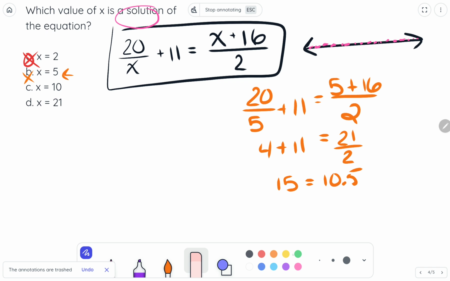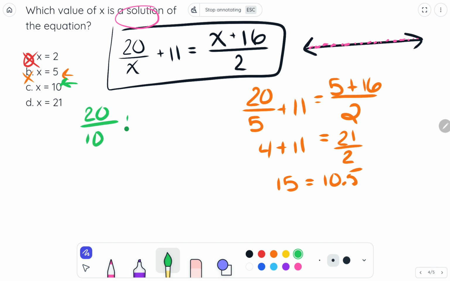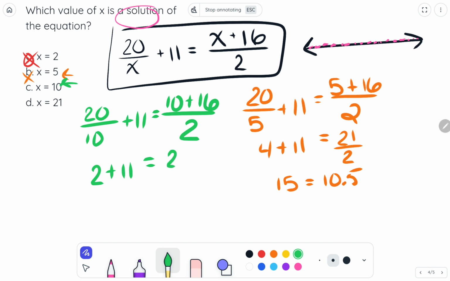Okay, so let's try x is equal to 10 now. So let's plug in 10. We have 20 divided by 10 plus 11 is equal to 10 plus 16 divided by 2. 20 divided by 10 is 2, plus 11. On our right hand side, we have 10 plus 16, that's 26, divided by 2. On our left hand side, 2 plus 11 is 13, is equal to 26 divided by 2, which is 13. Oh, look, we end up with a true statement. So that means that x equals 10 is the solution.